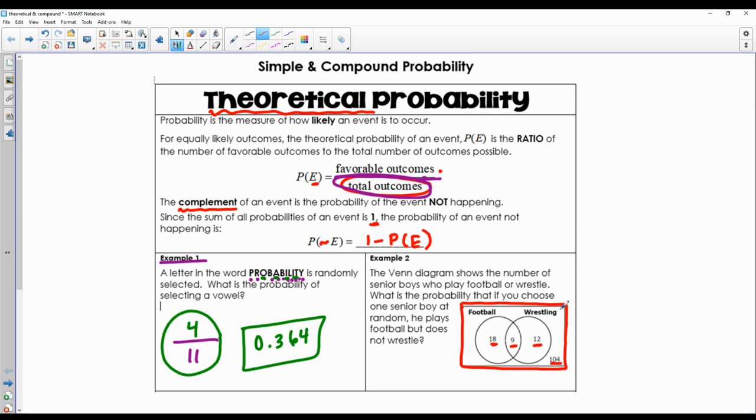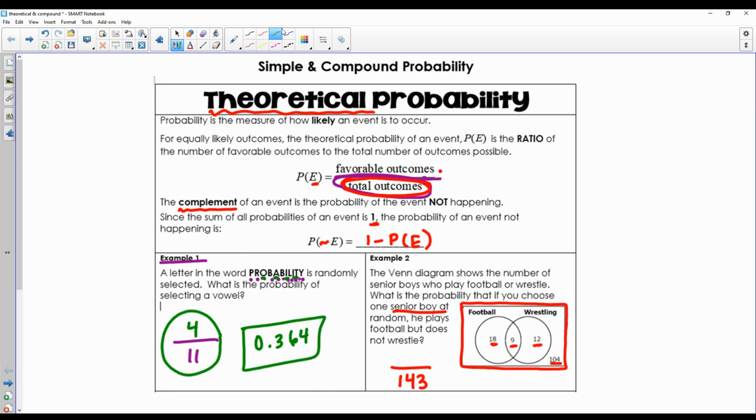Okay, so if we're going to choose one senior boy at random, our total outcomes down here are how many senior boys we have. We're going to have to add all of these boys together. They did not do that for us. So we're going to add the 18 to the 9 to the 12 to the 104. And we have 143 senior boys right there. Okay, so again, we just added them all together.